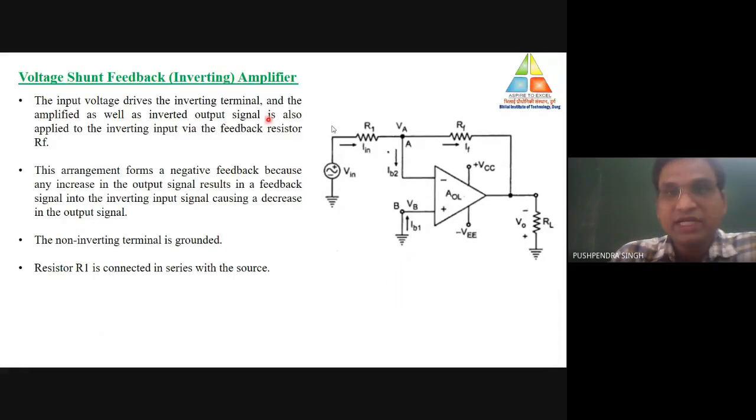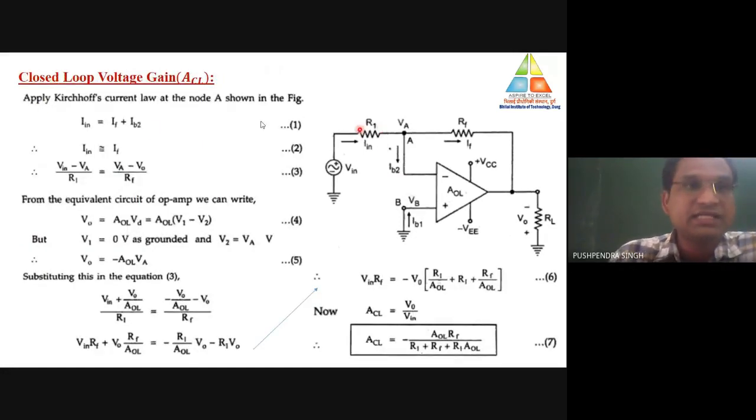As per this voltage shunt feedback, we have already discussed that the feedback element is connected with the input in shunt, that's why it is a voltage shunt, and the input supply is given at the inverting terminal of the op-amp, that's why it is an inverting amplifier. Now there are various parameters by which we can analyze the circuit. The very first parameter is closed loop voltage gain.